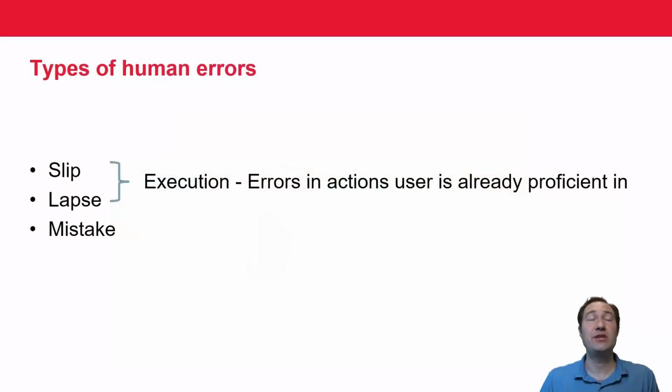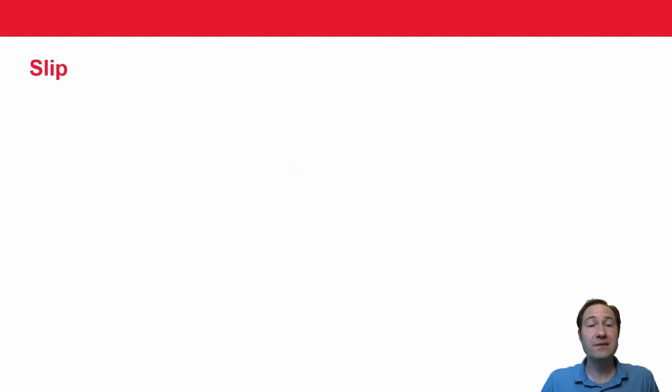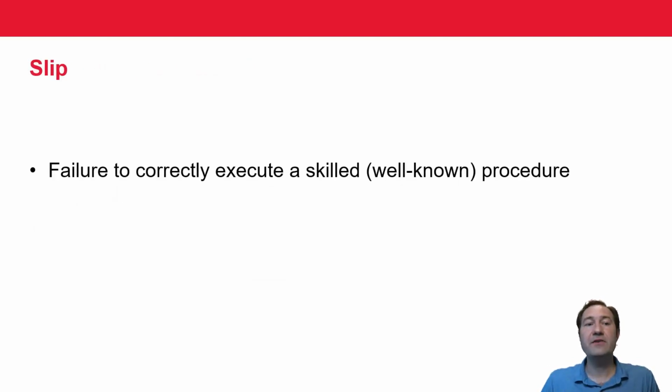Again, a slip is an execution type of error. So these are errors in actions that you're already proficient in. If you misspell your name or you bite your tongue while chewing, those are errors in execution and would be considered slips or lapses. A slip is going to be a failure to correctly execute some well-known procedure.